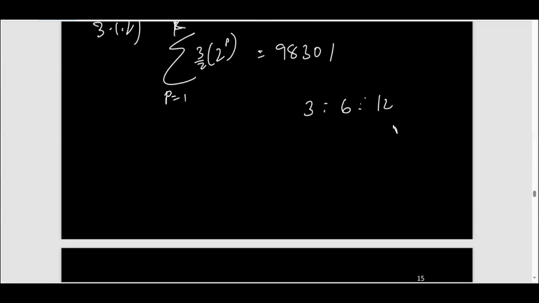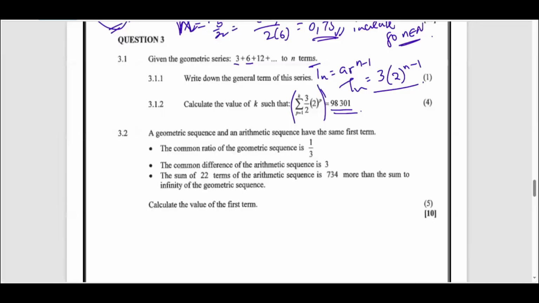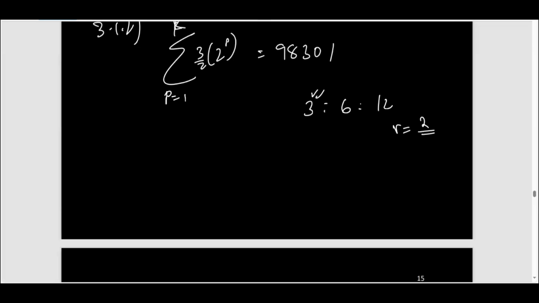So which means our common ratio is going to be 2. Our first term is that. But we need the number of terms. So how many marks is it? It's 4 marks. So we know that the number of terms will be k minus 1 plus 1, which is basically k terms.